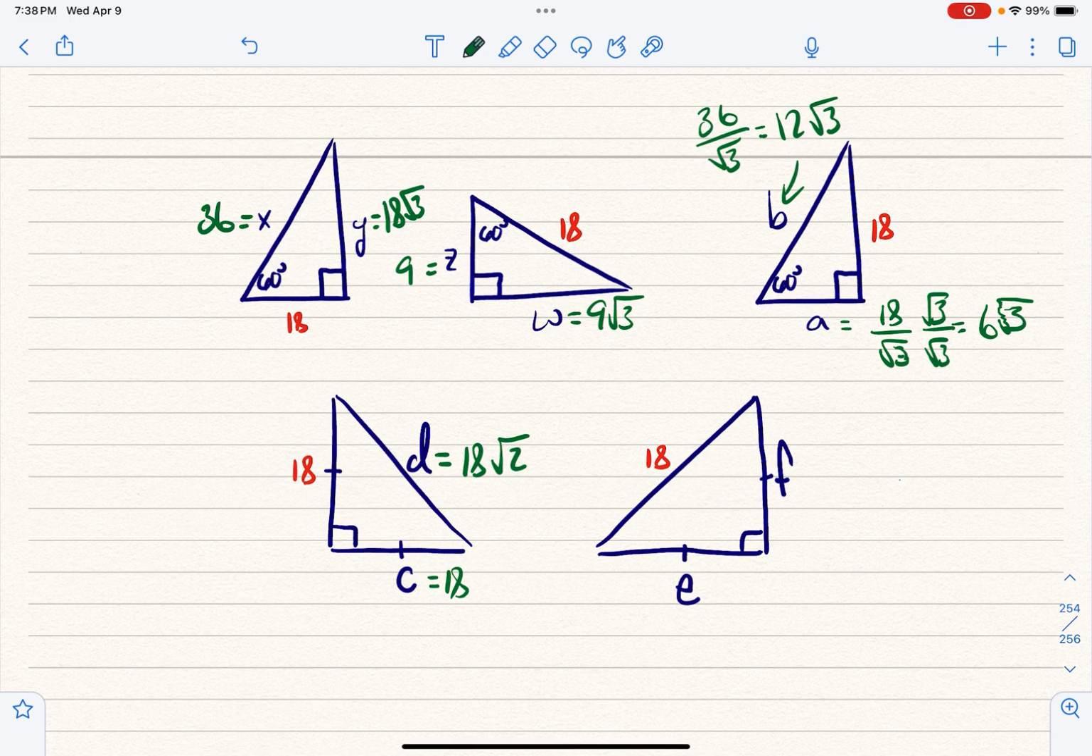And then lastly on this one, if we're given the hypotenuse and we're going to one of the legs, we know we have to divide to go from big to small. So to go from big to small, we divide by square root of 2, and we get 18 over the square root of 2. If we multiply the top and bottom by square root of 2, we get 9 times the square root of 2. And that's what f has to be. F is either 18 divided by the square root of 2 or 9 times the square root of 2 because it's the same number. All right.